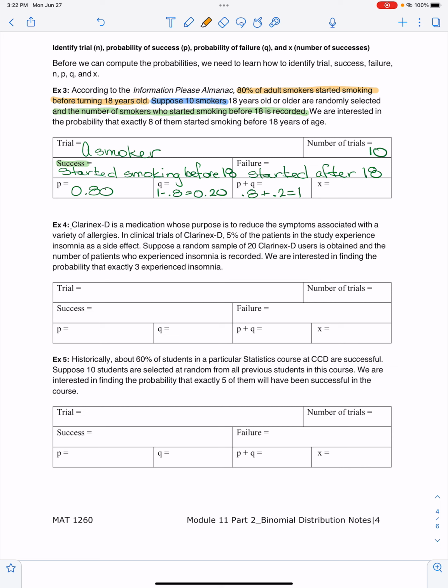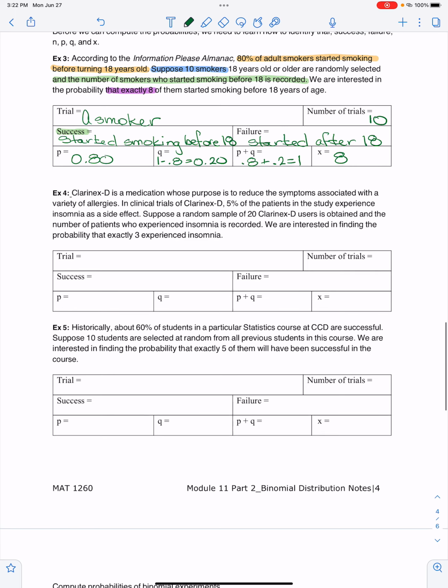We are interested in the probability that exactly 8 of them started smoking before 18 years old. So our X is 8. That's the number we're trying to hit.